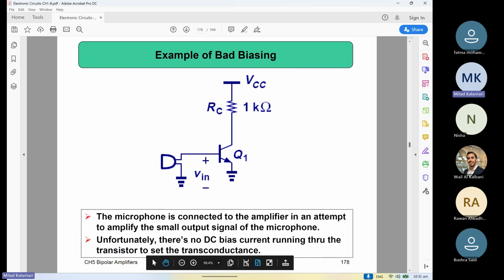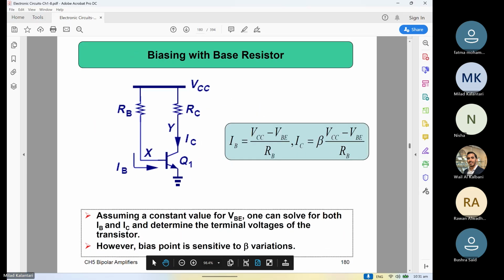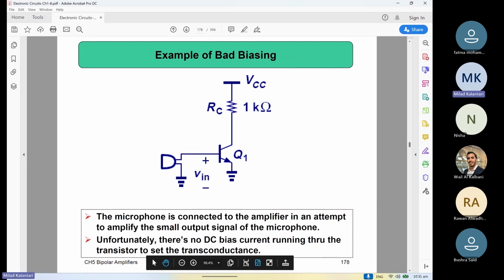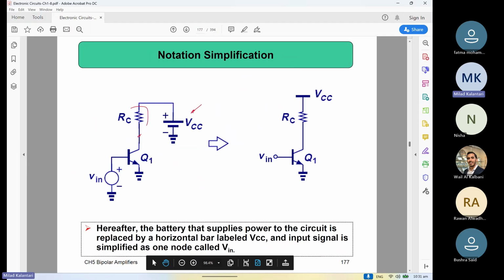Is this way good to use for biasing the BJT device? Do you have any idea if this way of biasing is good or not?